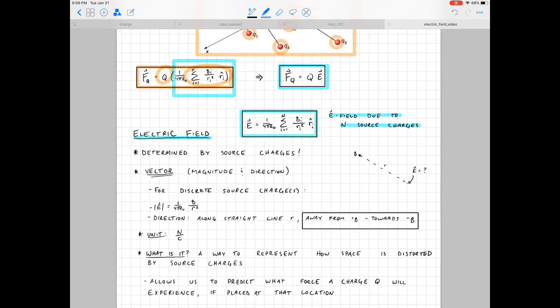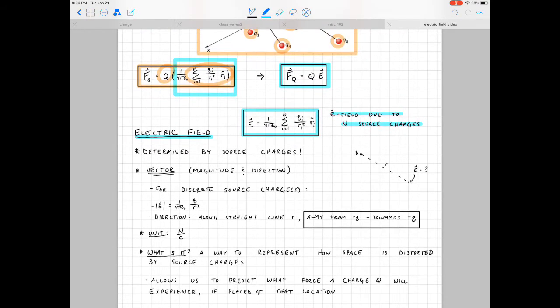Now, a few details about the electric field. The electric field is determined by the source charges. The electric field is a vector, which means we've got magnitude and direction. For discrete source charges, the magnitude of the electric field generated by a point charge is given by this expression. And the direction of the electric field is along the straight line R.